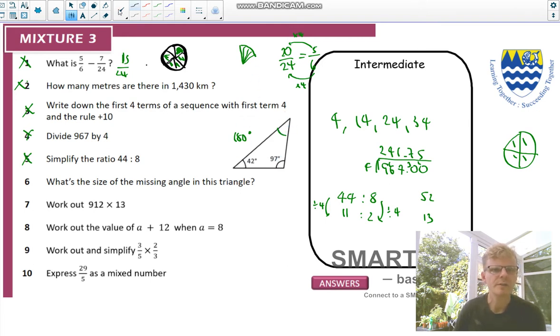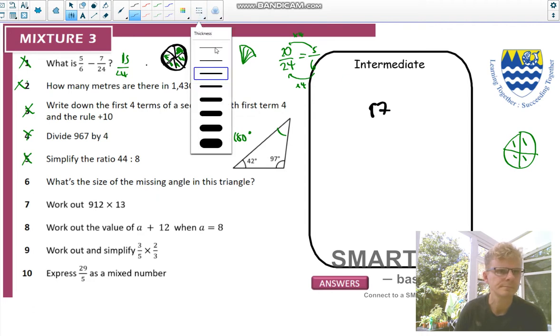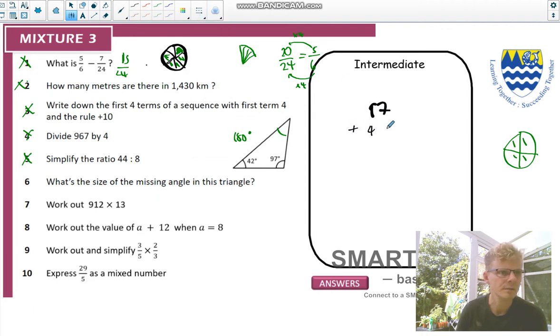Okay, so you can do that in any order. You could maybe add up the 42 and 97 first, and then take that away from 180. Let's perhaps do that. So 97 plus 42. So 7 add 2 is 9, and 9 add 4 is 13. So it's 139. So now we're going to do the 180, lose the 139, which takes into account these two angles to see what we're left with.